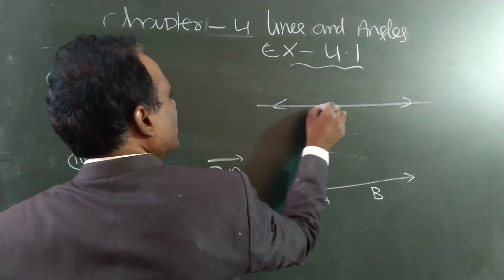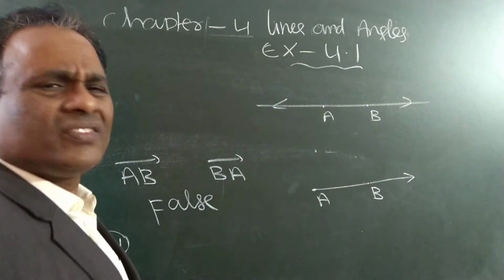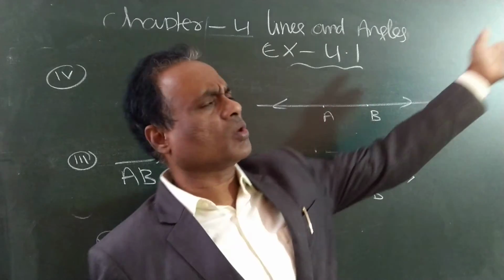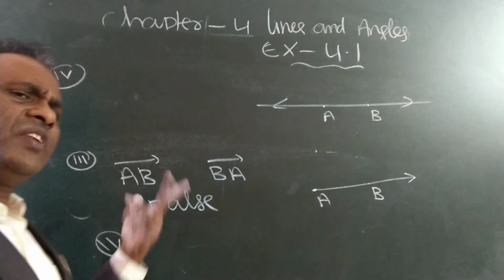Students, suppose this is a line. I define the line. What is the length of the line? There is no length of the line because a line has no end. The line will continue this way and this way. There is no length; it is infinity.